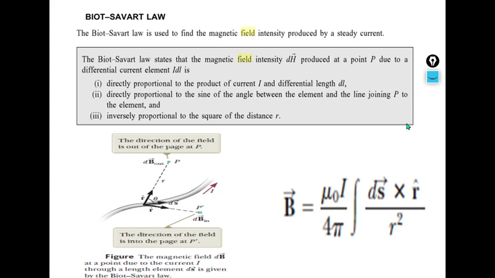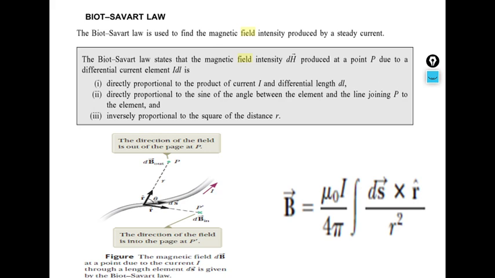Now, from Biot-Savart's law, which I already described, we have seen that if I take a current carrying conductor, and this current is a steady current, there is no time varying quantity. So if I take a steady current through this conductor, then due to this current carrying conductor, magnetic flux will be produced.